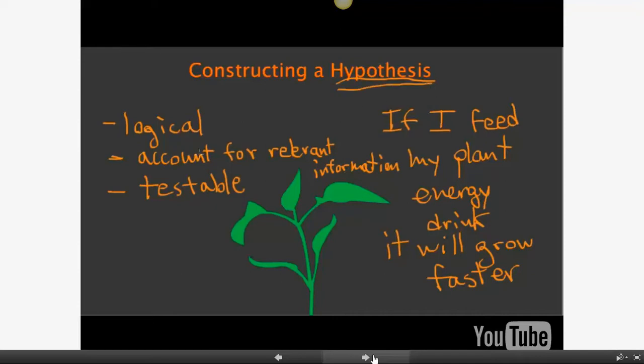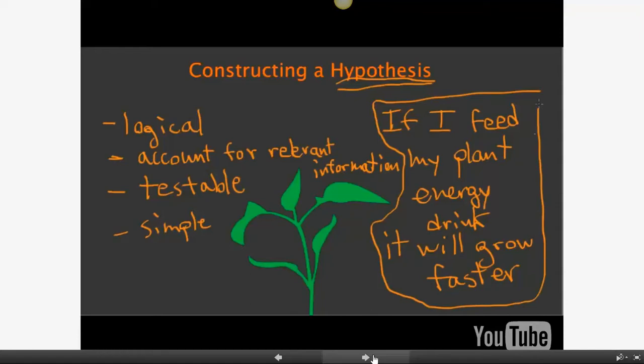And then finally, your hypothesis needs to be the simplest form of the question that you can possibly think of. In our example here, if I feed my plant energy drink, it will grow faster. That's about as simple as it can possibly get. And so this is how you would construct a hypothesis and a few guidelines that you would need to follow when you're doing it.